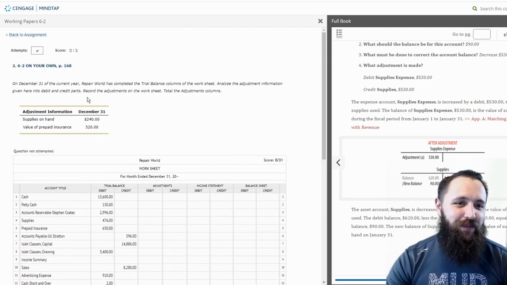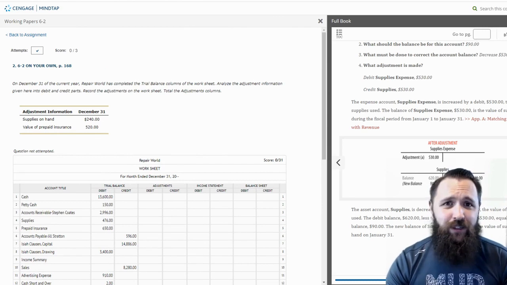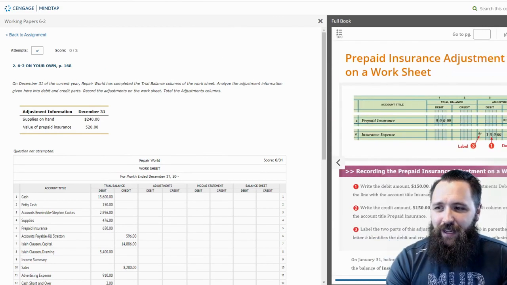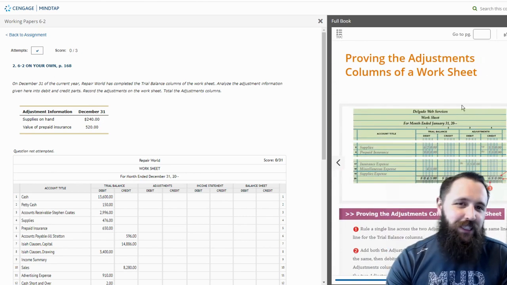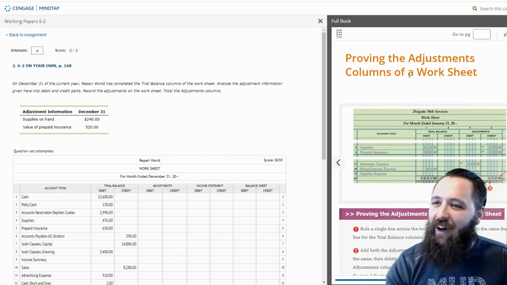And then we're doing the same thing on the on your own. So make sure that you do the last step, because actually going through and proving the adjustment columns of the worksheet is going to be very important. Don't forget that when you go through it as well.